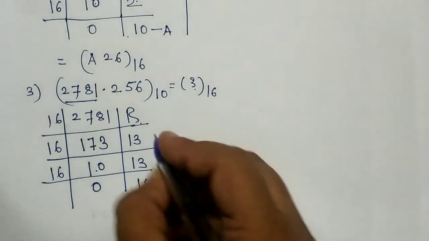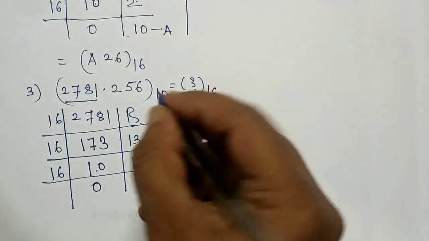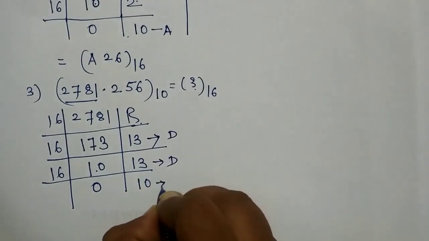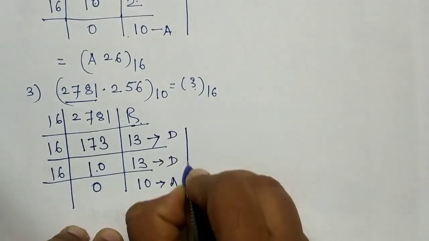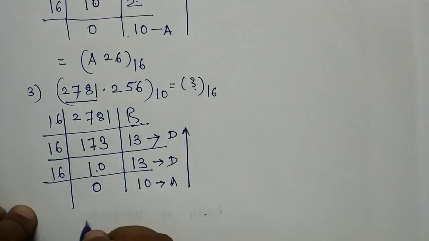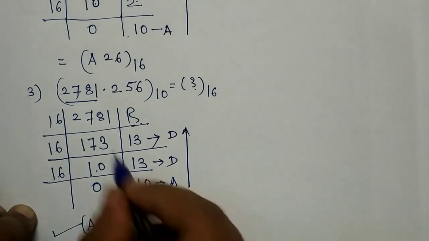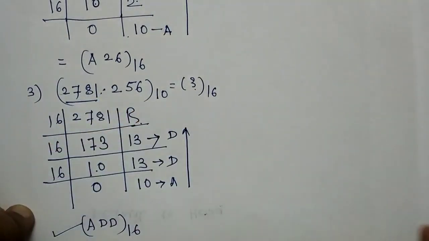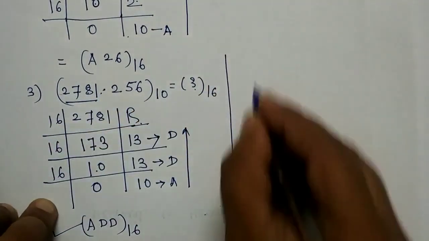Okay. Now this 13 is nothing but D, as we have already seen. This 13 is nothing but D, and this 10 is nothing but A. So write down in reverse direction. So what is the answer? Here the answer is A D D to the base 16. Now this answer is only for 2781. Okay. Now we will calculate for the fraction part.